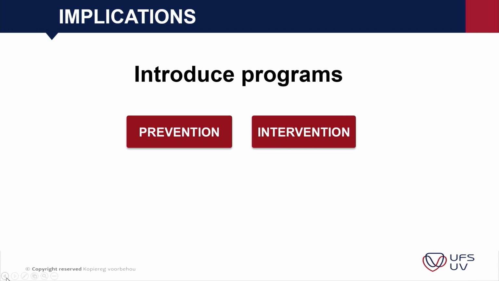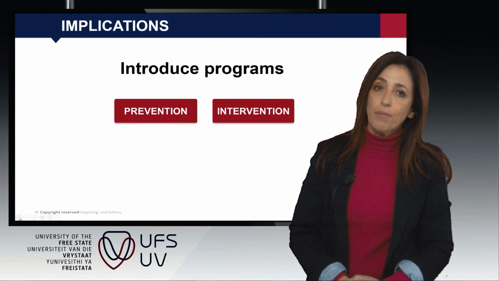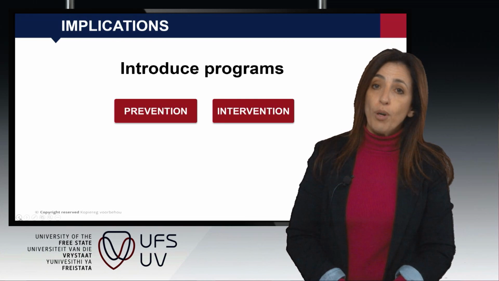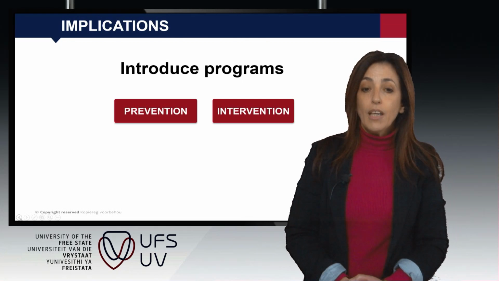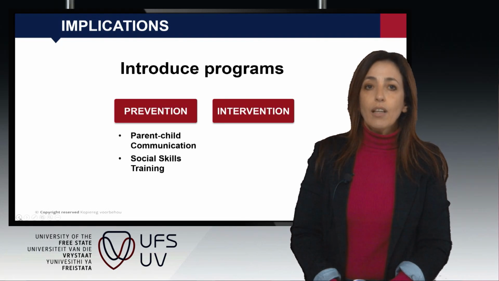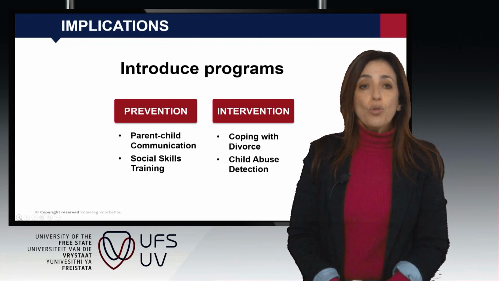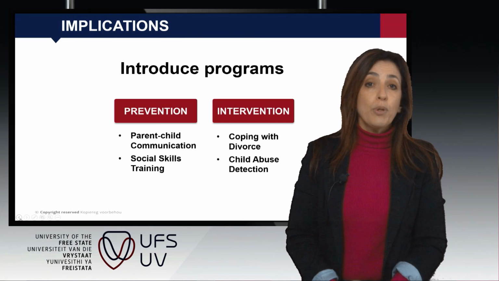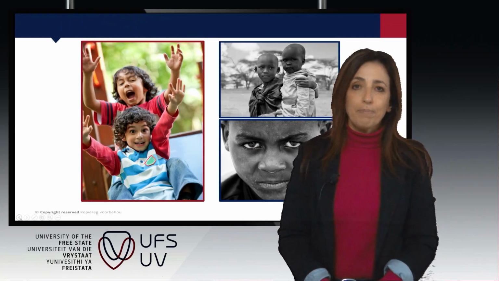It is clear then that parents and teachers should realize that the relationship with the child is very important. Make an effort to increase your positive influence on the young child to prevent any problems in the future. If you already experience problems, you can act to intervene. It is never too late to make a difference. Introduce programs. Think about prevention of poor parent-child communication. Think about social skills training. Think about intervention with regards to coping with a divorce. Think about child abuse detection. Again, remember that it is never too late to intervene.